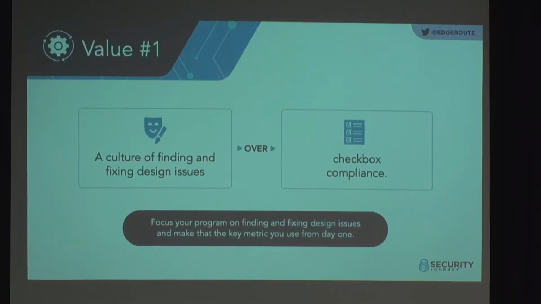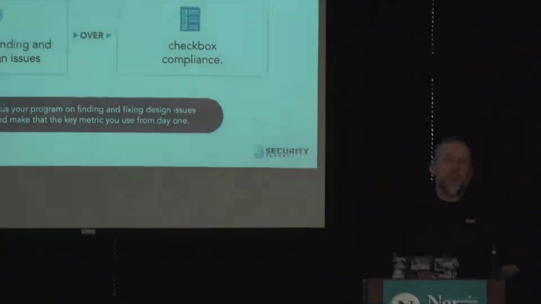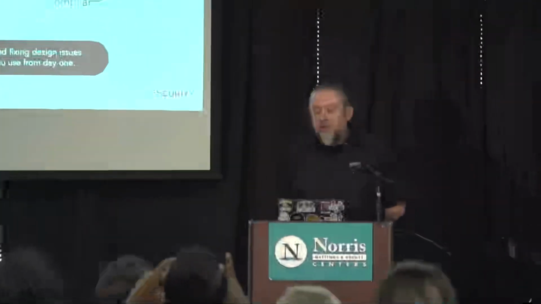of our time. So with value number 1 from the Threat Modeling Manifesto, we have, like I said before, A over B: a culture of finding and fixing design issues over checkbox compliance. So let's work our way back from right to left here to unpack what we're looking at. If somebody does threat modeling purely to check the box, now I'm hoping there's some amount of value.